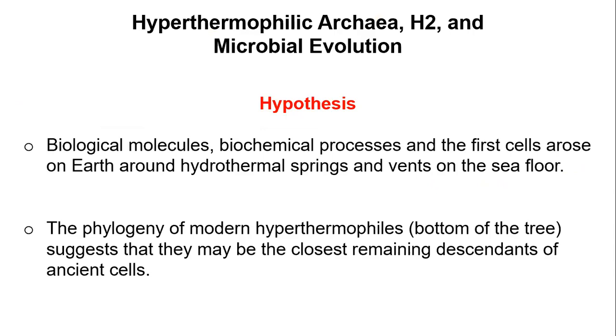Now, when we talk about microbial evolution, again, the hypothesis is that everything happened on the ocean floor, that everything arose from highly thermal springs. So the phylogeny of modern thermophiles, at the bottom of the phylogenetic tree, suggests that those thermophilic organisms, like archaea, like Aquifex, based on their 16S rRNA phylogeny, must be very closely related to the LUCA, because they evolved to live at high temperature, and initially temperatures were very high on Earth.